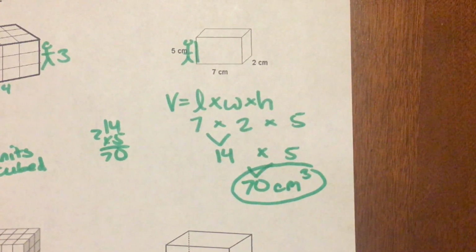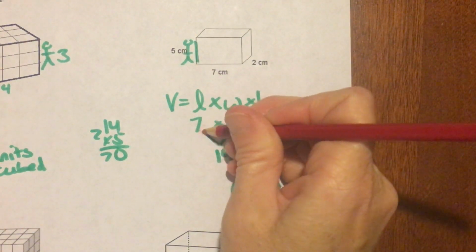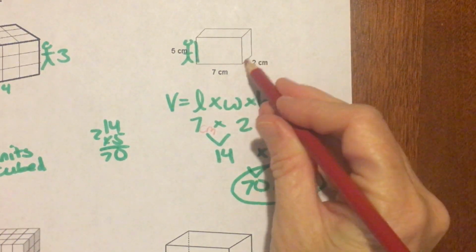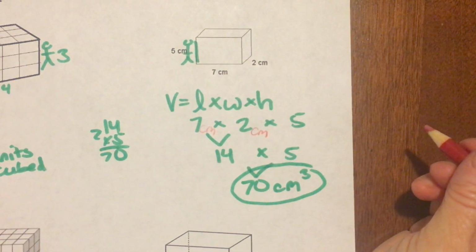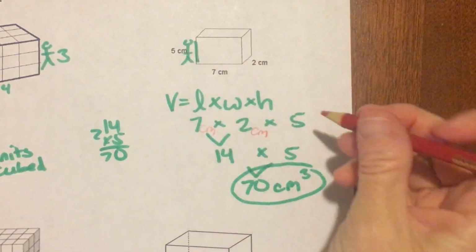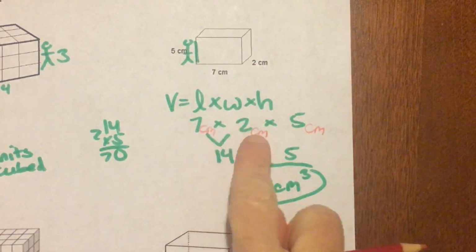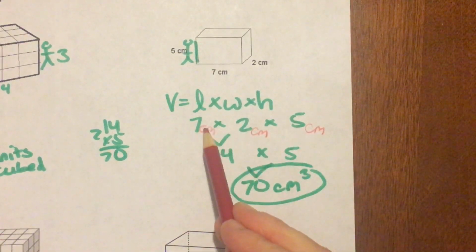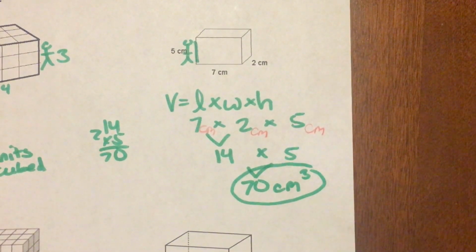Now I didn't show you this earlier, but I'm going to show you why it's cubed. Because really my length wasn't 7, my length was 7 centimeters. And my width wasn't really 2, it was 2 centimeters. And my height wasn't really 5, it's 5 centimeters. We don't normally write all that because it's a lot of work, but why it's centimeters cubed is because I had 3 centimeters that I had to multiply.